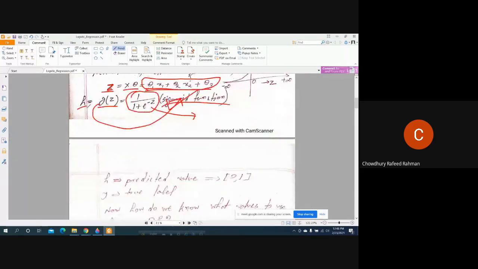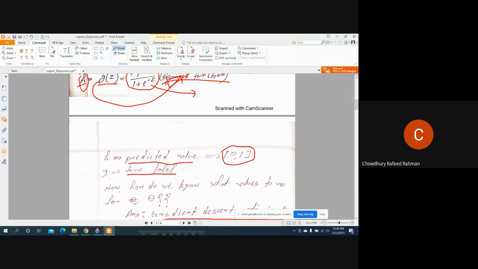So this h is a predicted value, the value predicted by our machine learning model, that is our logistic regression model. So this value will be something between 0 and 1. And y is another term. This is our true value. So what do you understand by true value? Can anyone tell me?